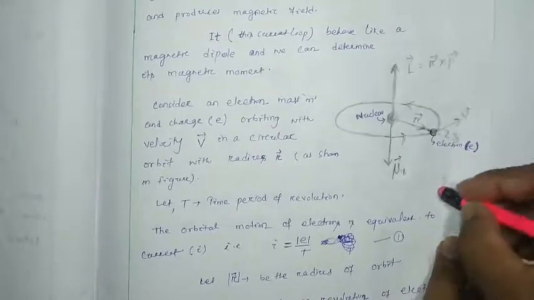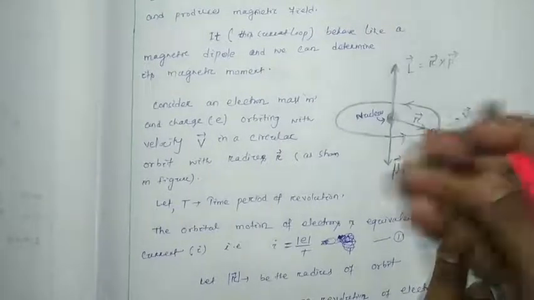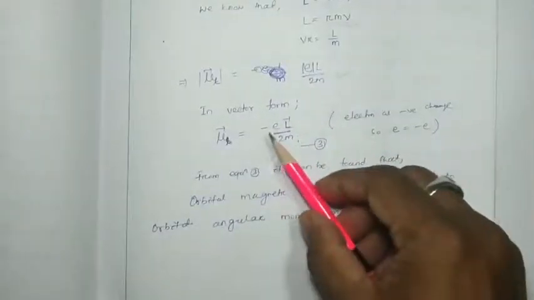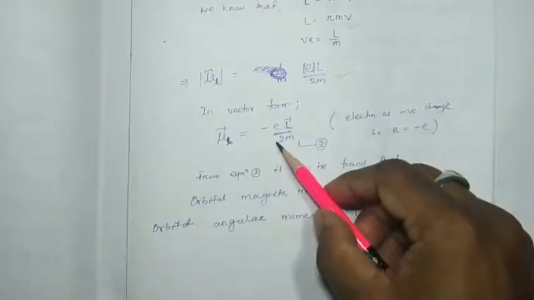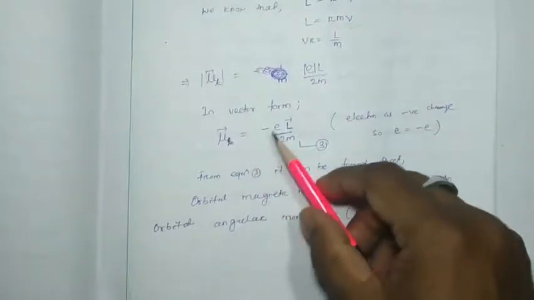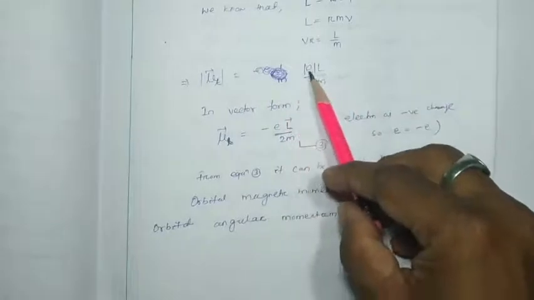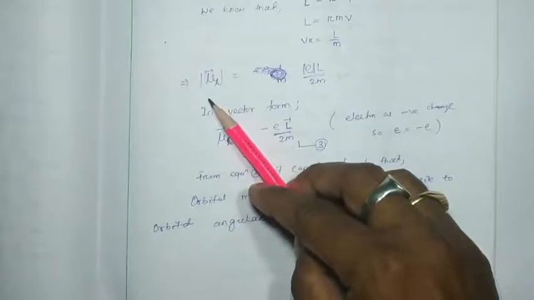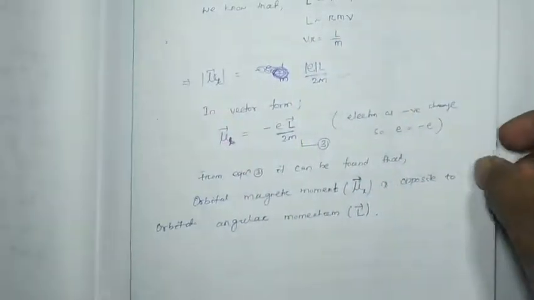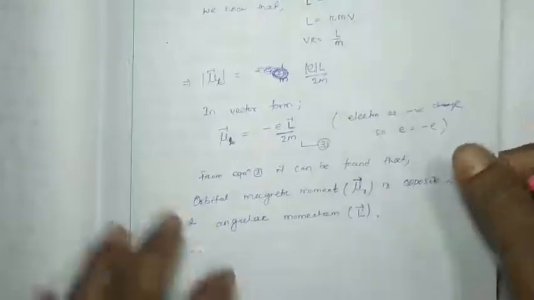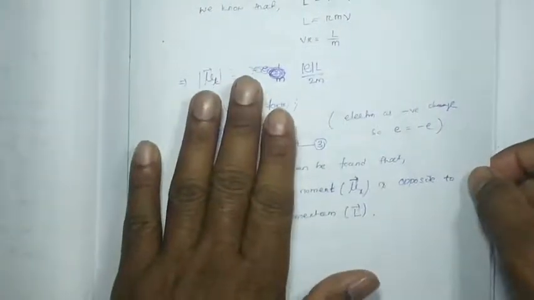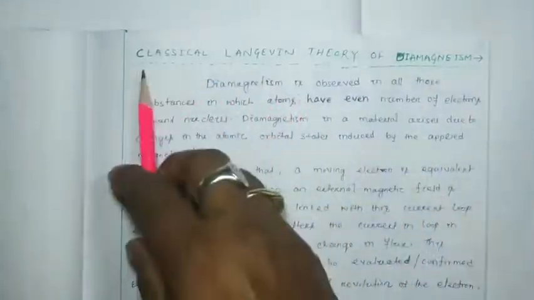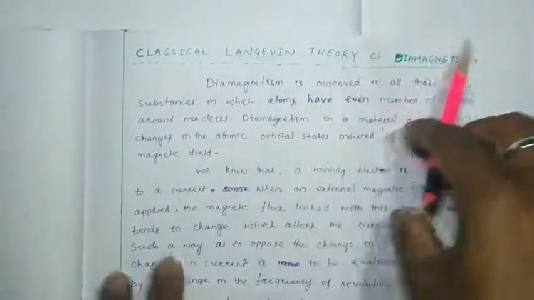So you have to remember these things. The mu L value is minus e L by 2m in vector form, and this is the magnitude form of the magnetic moment of an electron when it is revolving around the nucleus. Now these things will be required in our discussion of the classical Langevin theory of diamagnetism. Okay, so let's start.